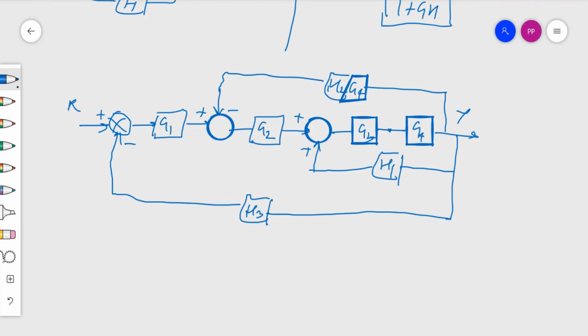see that this portion can be simplified. How can it be simplified? We have the blocks over here, these blocks are actually together with the summing point.